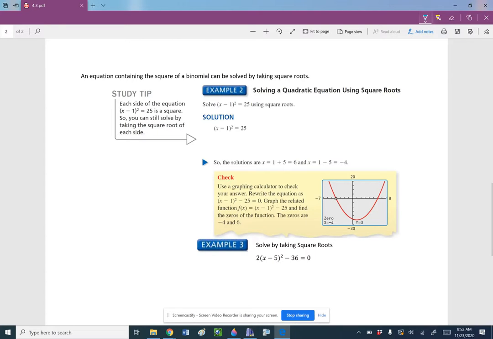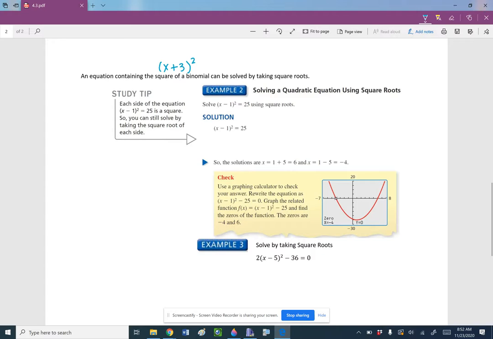All right, so an equation containing the square of a binomial can also be solved by taking square roots. The square of a binomial, that's when we have something like (x + 3) squared, right? We can solve this by taking square roots. So let's look at example number 2.